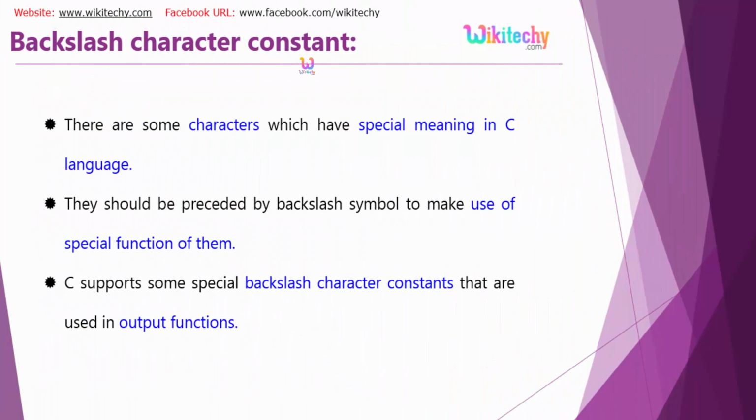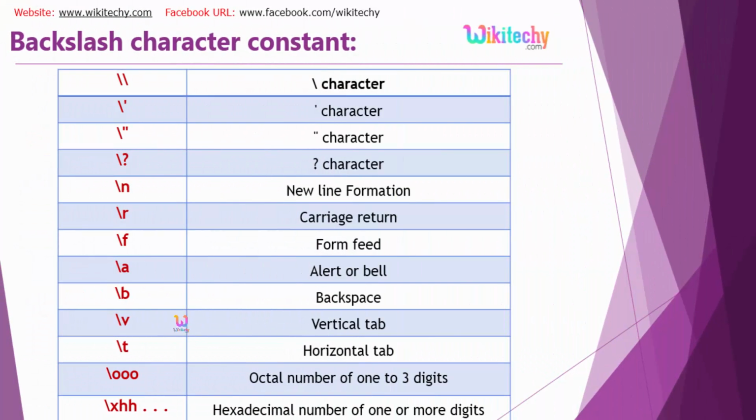Backslash character constant. There are some characters which have a special meaning. They should be preceded by a backslash symbol to make use of their special function. So C supports some special backslash characters that are used in output functions. Here are some examples. Backslash backslash indicates backslash character. Backslash single quote is single quote character. Backslash double quote is double quote character.